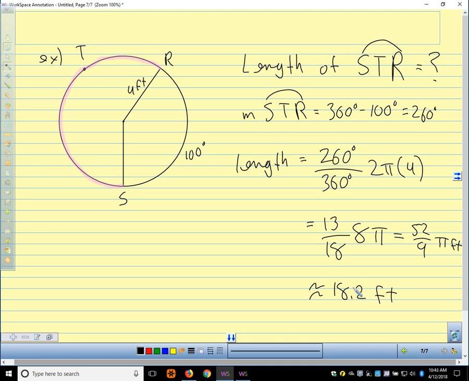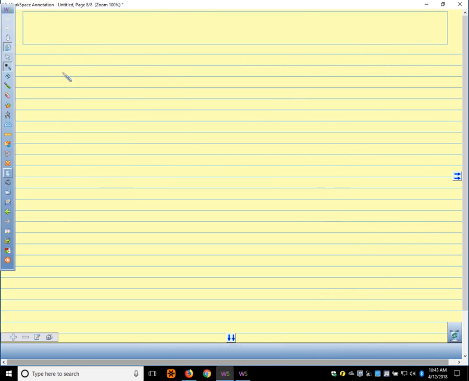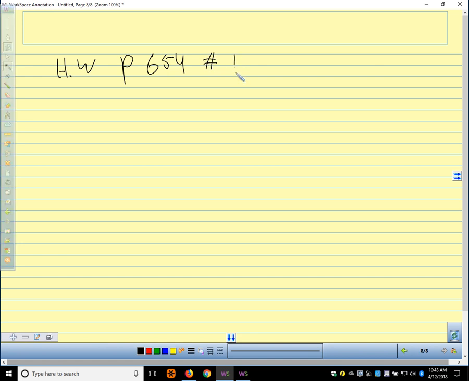So what we'll do next time is talk about how we find areas of portions of circles. Okay. Homework, page 654, 10 through 26 even, 30 through 42 even, 46, 48, 52, 54.